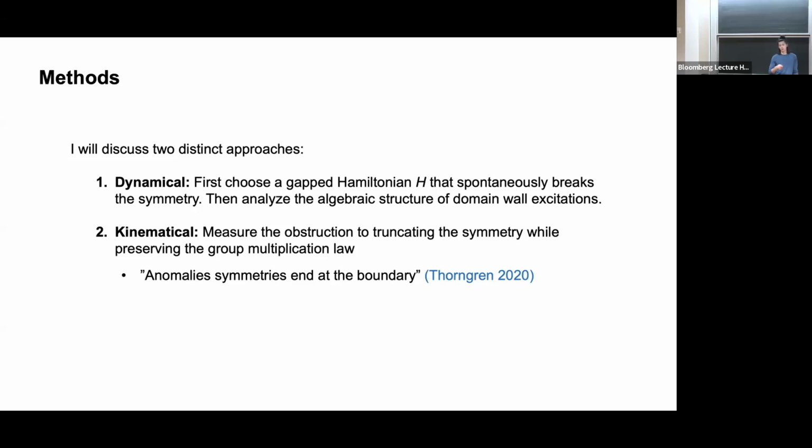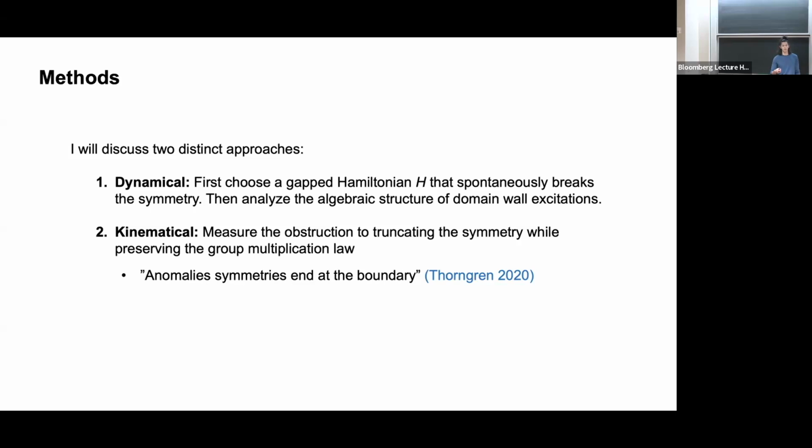Right, so I will actually give 2 different methods for diagnosing anomalies of this kind. A key point that I'd like to stress is that a 't Hooft anomaly is really a kinematical property of a theory. That means it's a property of the Hilbert space and the symmetry operators alone, and it's independent of the dynamics of the system. That being said, introducing dynamics into the system can be a very useful probe of the anomaly.